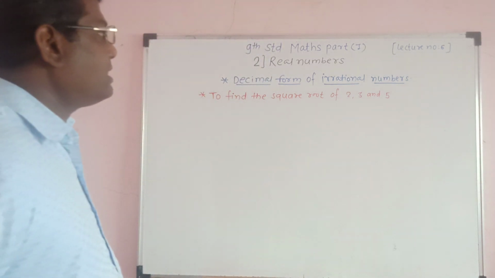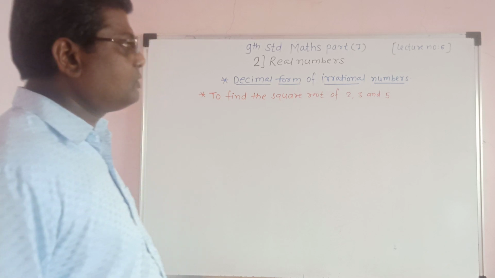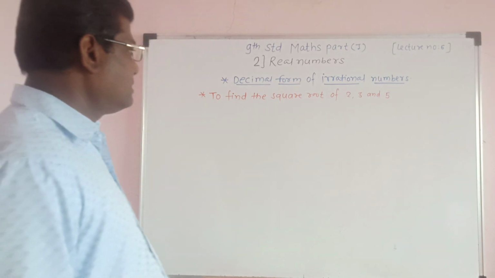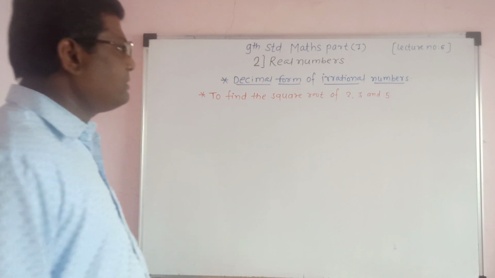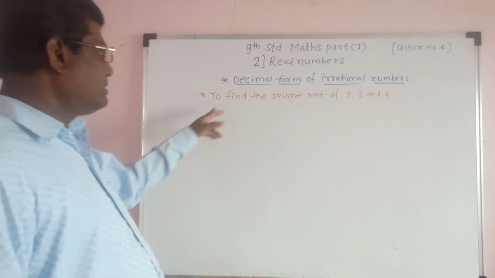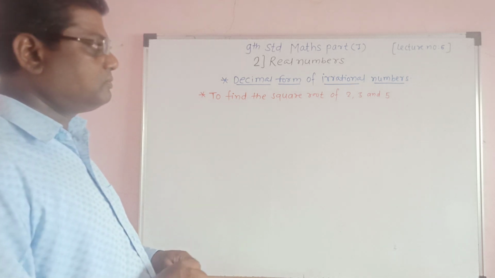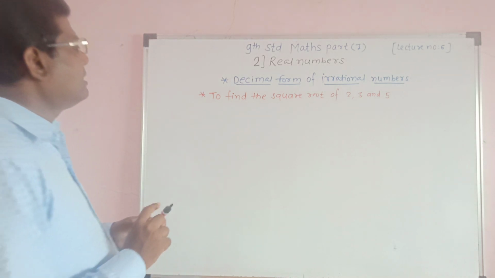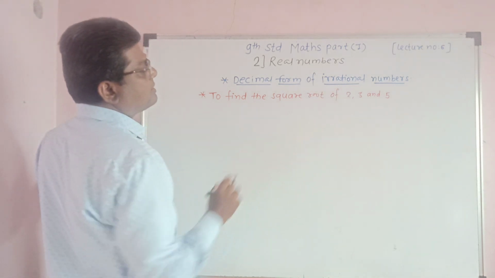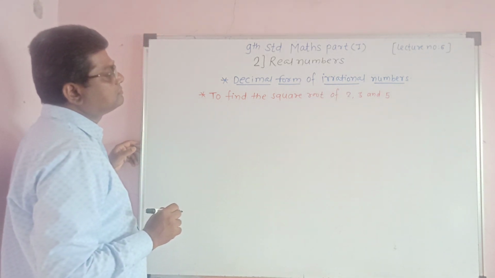Class 9 Maths Part 1, Lesson number 2, Real Numbers, and we are going to study the decimal form of irrational numbers, that is, to find the square root of 2, 3 and 5 by the division method. Let us see how to find the square root of 2.